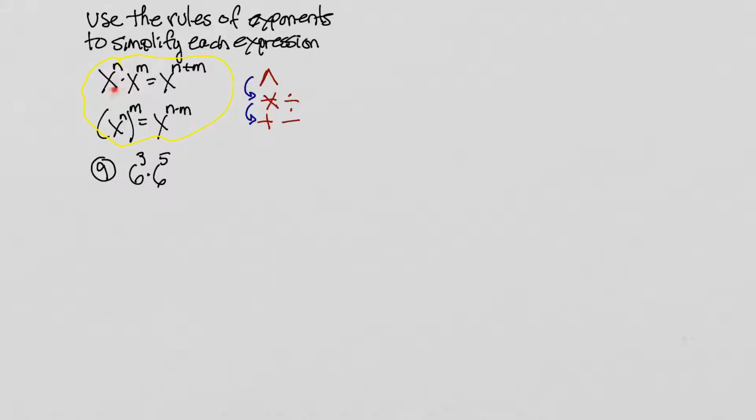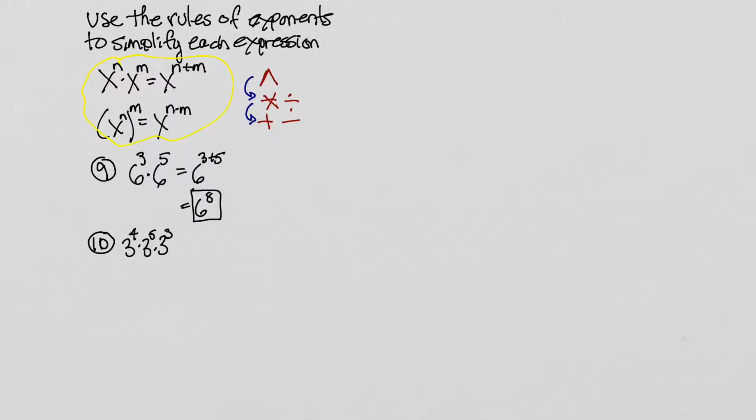So our base is 6. We're going to add these exponents. So we are going to get 6 to the 3 plus 5. So we're going to get 6 to the 8th. And I'm going to leave it 6 to the 8th. It's too big to compute.